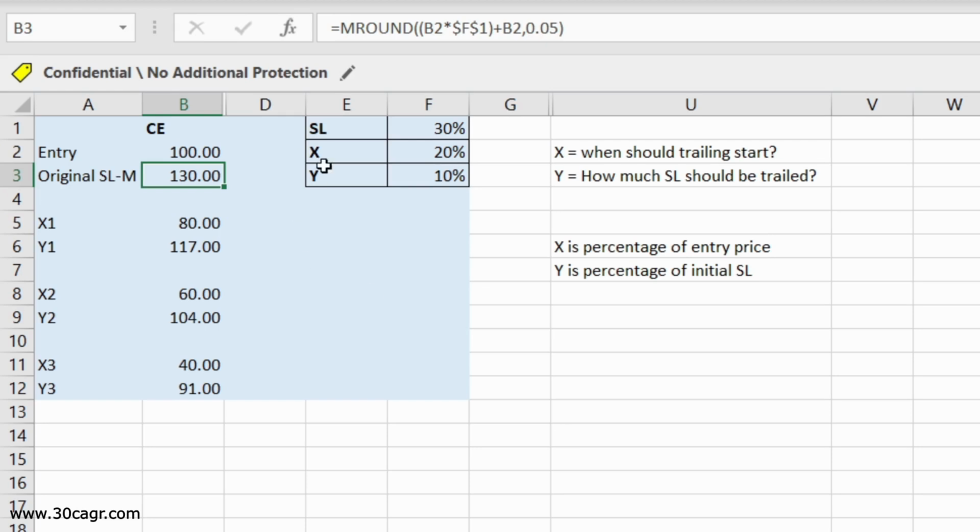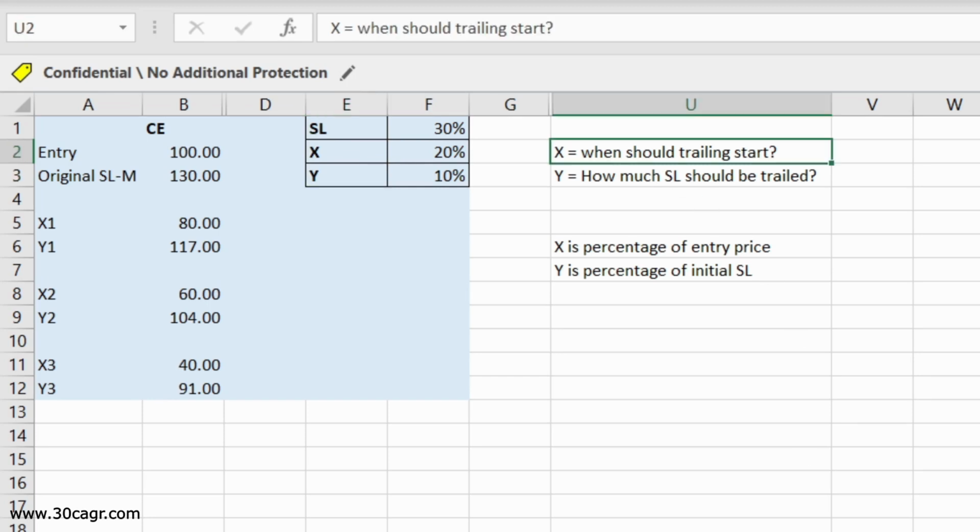Now, what happens is in trailing stop loss, it asks us for two parameters. One is X and the other is Y. We need to understand what X is and what Y is. X asks us when this trailing should start. So that's precisely what X is. If you put 20%, then you are instructing the bot to start this entire trailing concept when the leg moves 20% into profit.